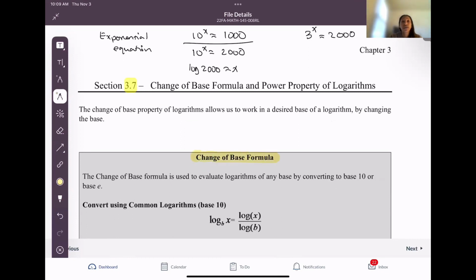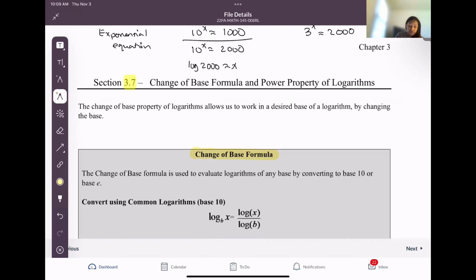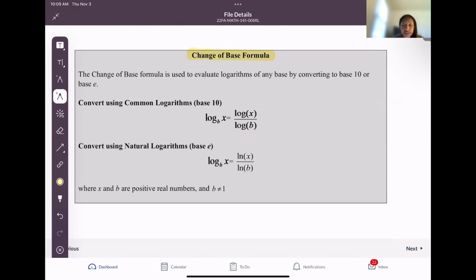So above, I said we want to be able to solve 3 to the x equals 2,000. And I said we can't just use log for that because log is base 10, but our exponential expression is base 3. Well, one trick we can use is to change any logarithm of any base to base 10 by using the change of base formula. The change of base formula is used to evaluate logarithms of any base by converting to base 10 or base e. Basically, we have a log button and an ln button on our calculator. We can convert a log of any base to base 10 or base e and then use the calculator to simplify the log.